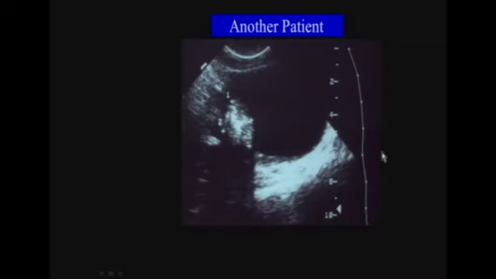This is another patient with pain. Cystic area is seen, an echogenic area is seen. It has shadowing.